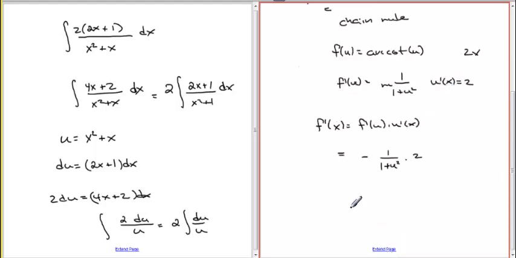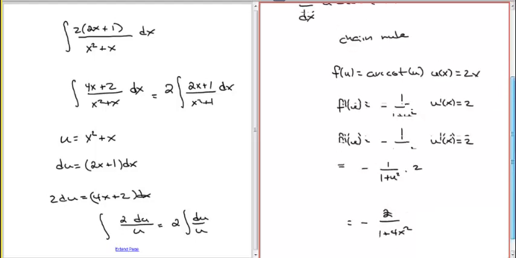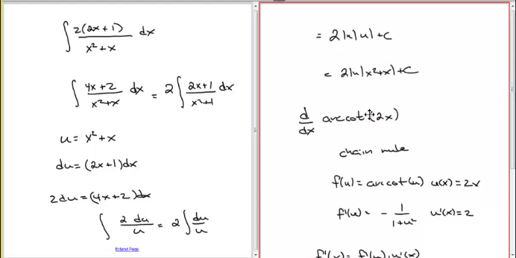You get negative 1 over 1 plus u squared times 2. And then you would plug u back in. We'll put the 2 in the numerator, 2 times 1 is 2. You get 2 over 1 plus 4x squared. Okay, so that's how you handle the derivatives of the inverse trig functions. You know the formula, you know the chain rule, that's it.